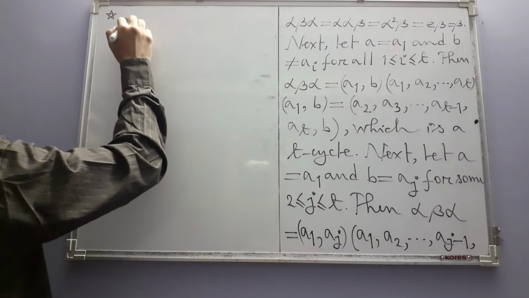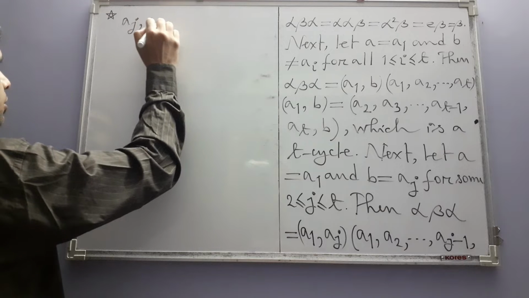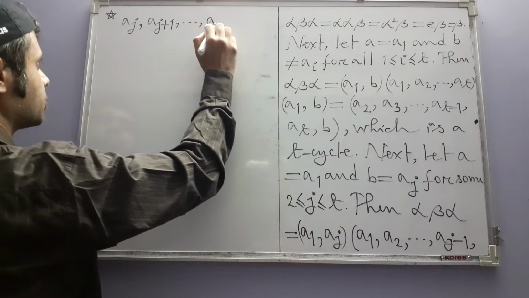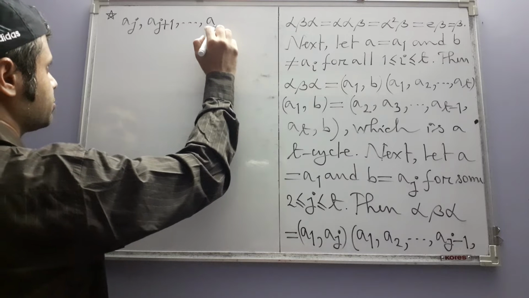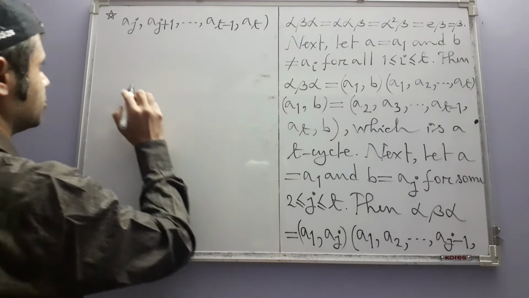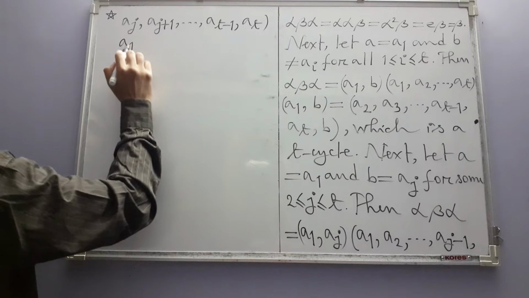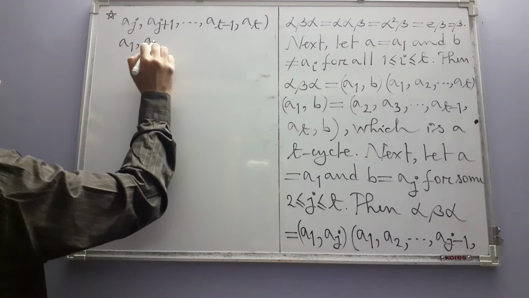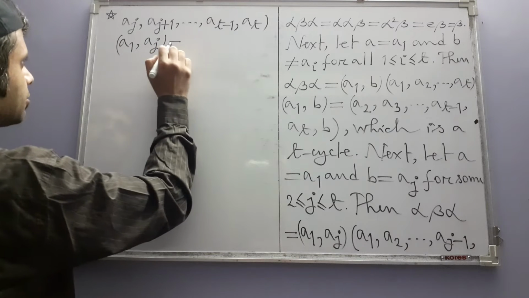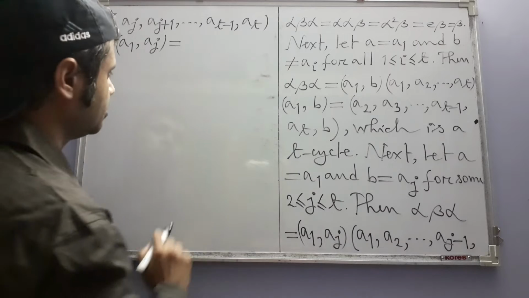Then the next symbol is AJ, then AJ plus 1, and like that we get to AT. Because we have taken so much space, so why not write T minus 1 also times A1 AJ. Okay, now we calculate the product like before.